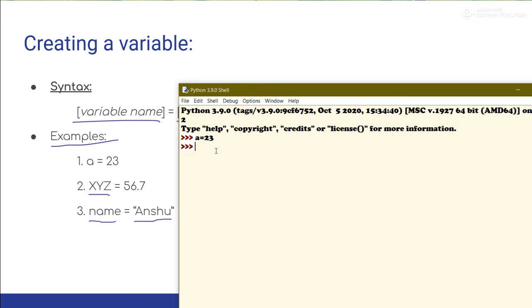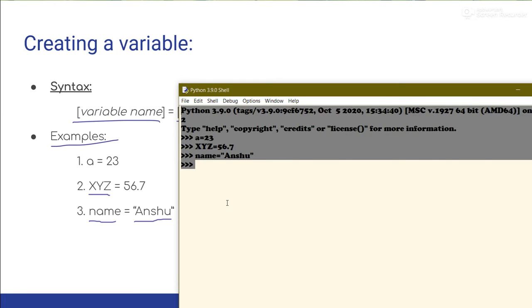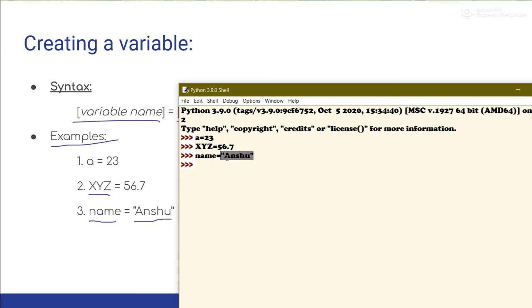Let's try the next example. XYZ is equal to 56.7. This works as well, so we can use capitals. The last one, name, is equal to Anshu as a text. So this worked as well. Obviously, we know that we have to cover Anshu in quotation marks, either single or double.